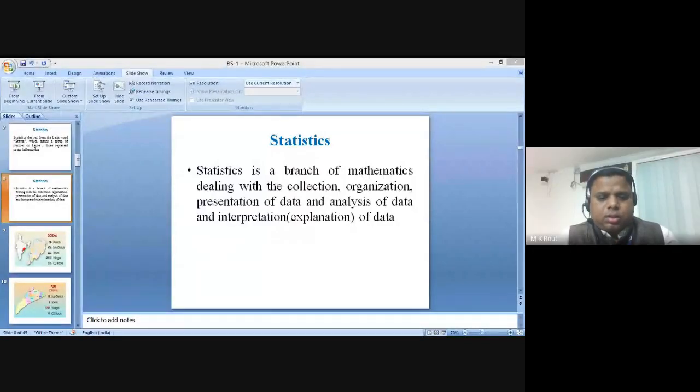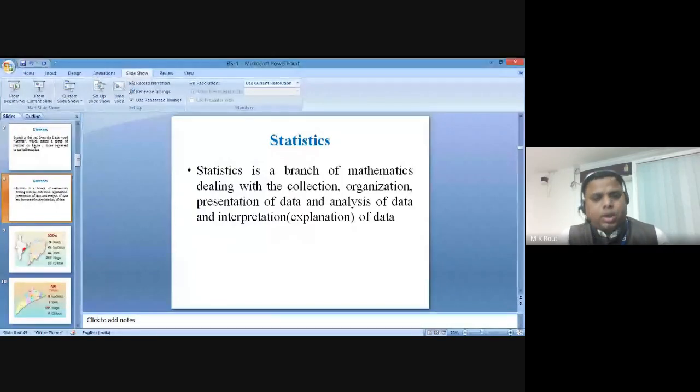Okay, fine. So moving to the next one, whenever you go for collection of data, then you organize the data, whether in tabular form or using any kind of chart. Then comes presentation of data in front of your authorities, then analysis of data by using some statistical tools.